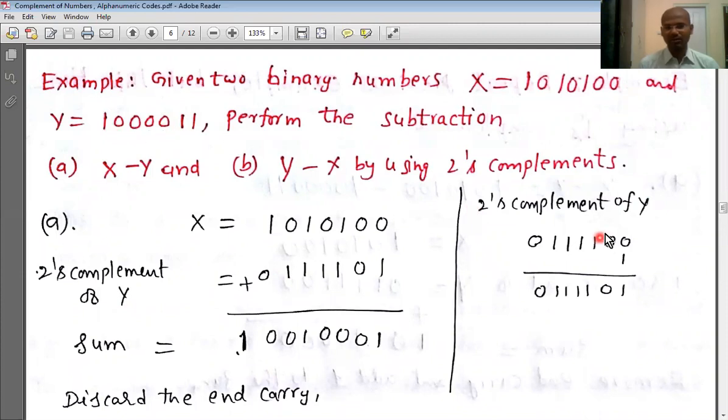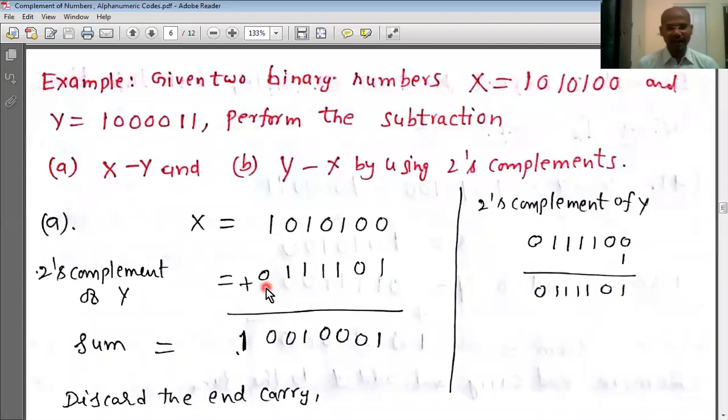So this is our y, 1000011. The 2's complement of y means first perform the 1's complement. 1's complement means just invert all the corresponding bits and write down the result. So this 1 becomes 0, the 4 zeros become 4 ones, and the 2 ones become 2 zeros. This line is the 1's complement. By adding 1 to the result, we get the 2's complement. The 4 ones stay as they are, and the 0 after adding 1 to the LSB becomes 1. So this is our 2's complement answer.